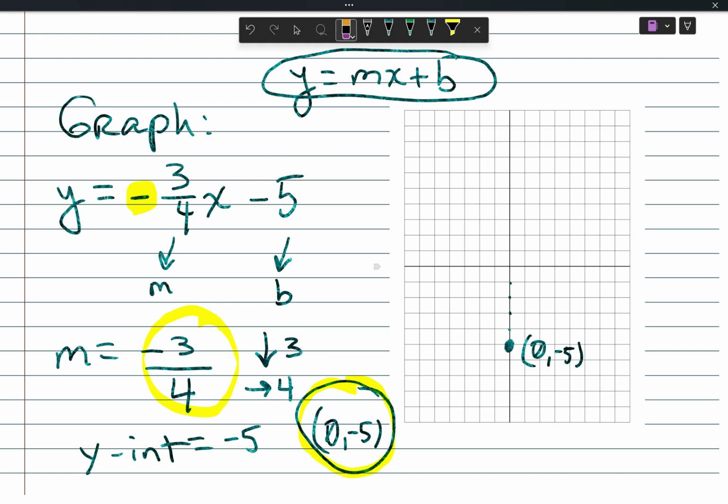From that y-intercept point, you never start over. You're going to go down 3: 1, 2, 3. Hold your pencil, and then over 4: 1, 2, 3, 4. And make your other dot. Now you just connect the dots. And this is the graph of the line y is equal to negative 3/4 x minus 5.